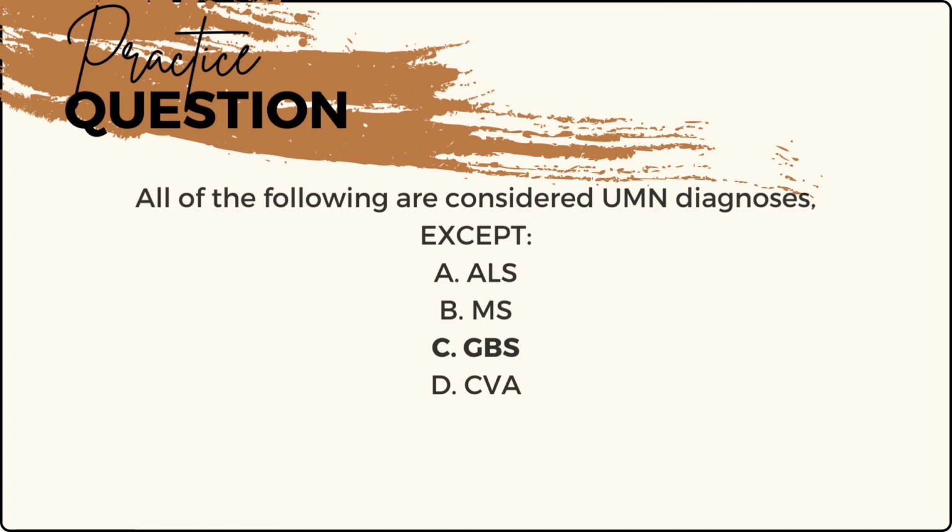Our correct answer is C. Let's go over this question. All of the following are considered upper motor neuron diagnoses except, well, our correct answer is GBS, and that's because GBS is the result of an autoimmune destruction of nerves in the peripheral nervous system, which cause symptoms such as numbness, tingling, and weakness. And as we know, lower motor neurons are injury to the peripheral nerves.